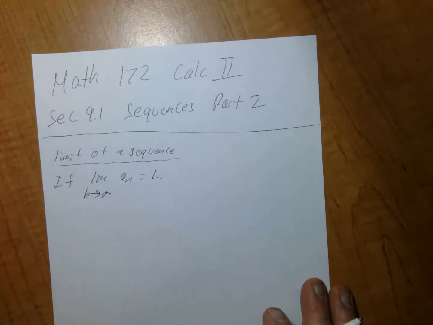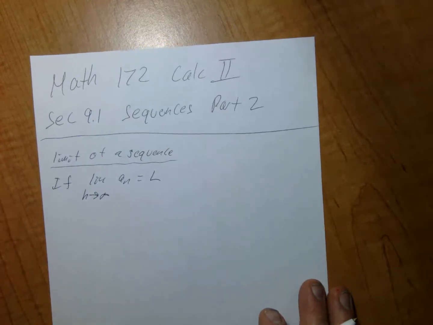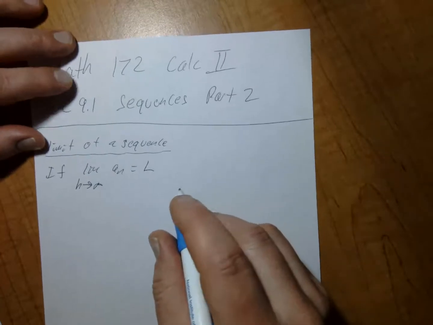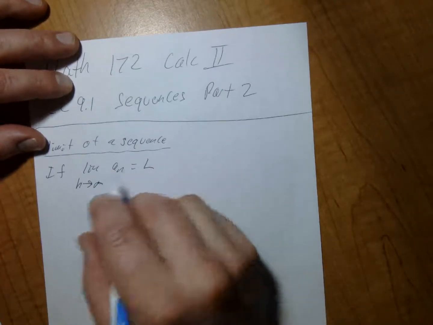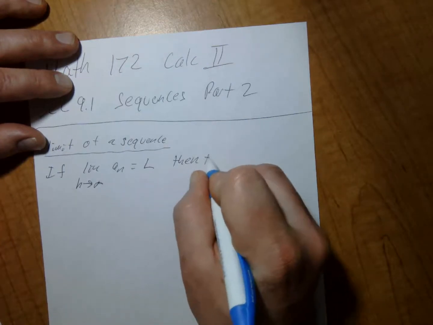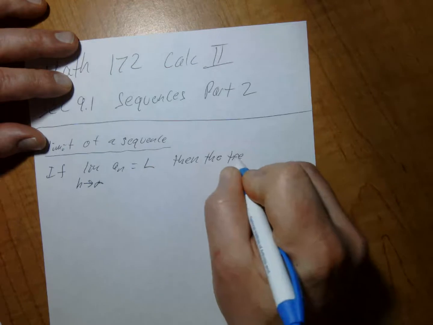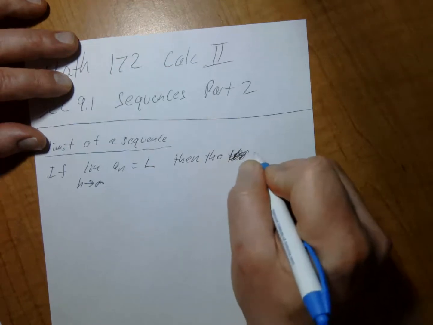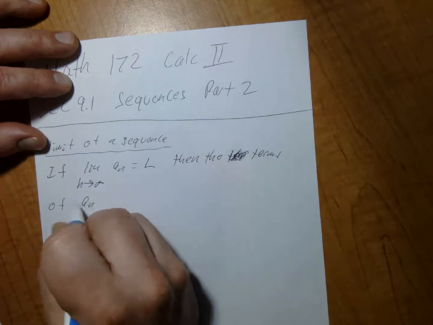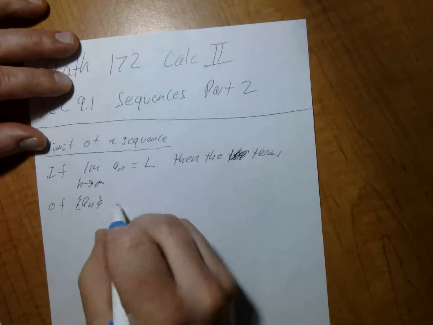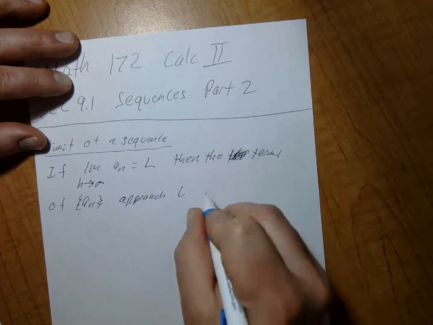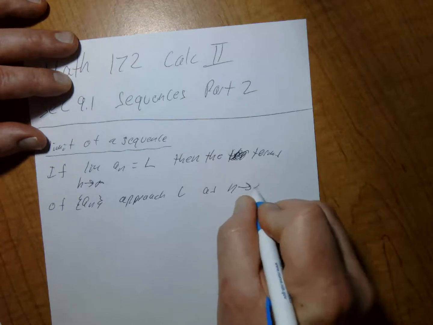If this actually converges to a number, there's a whole epsilon-delta version of this limit of a sequence idea, just like there is for real-valued functions. But the basic gist is, if this limit turns out to be L, then think of it as the terms a sub n of that sequence approaching L as n goes off to infinity.